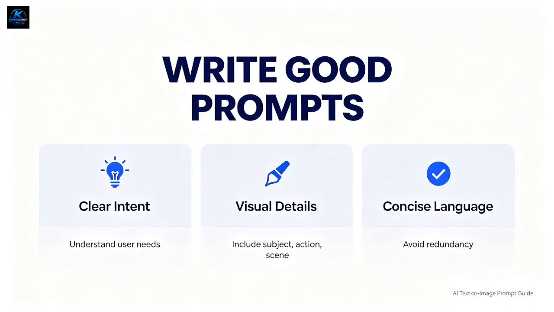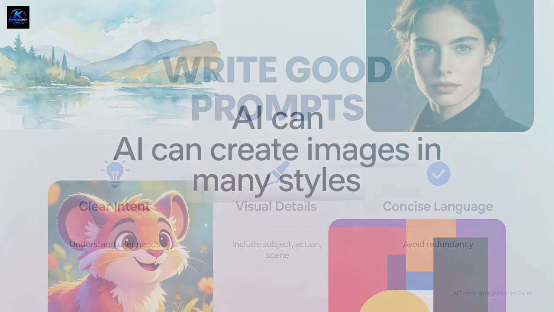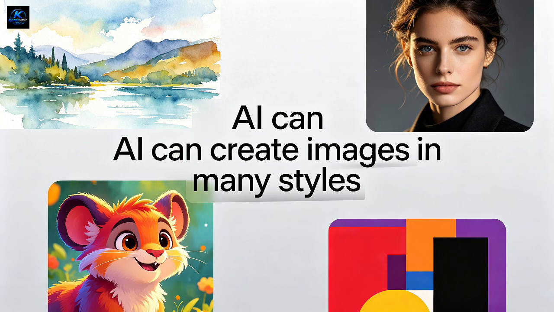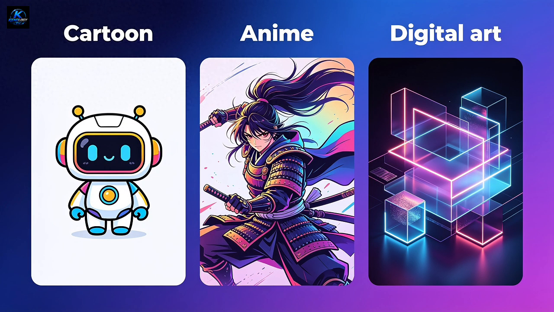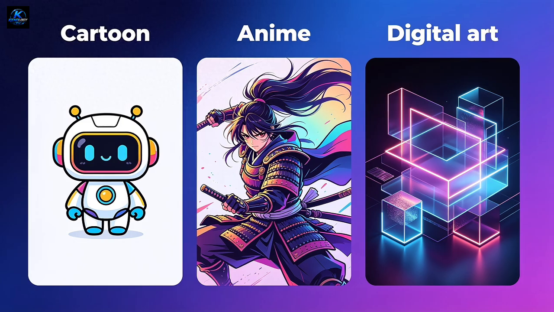Write good prompts. The secret to great AI images is writing good prompts. Good prompts often include subject, background, lighting, style, camera angle, image quality. Choose an art style. AI can create images in many styles. Examples include cartoon, anime, digital art. Simply include the style in your prompt.